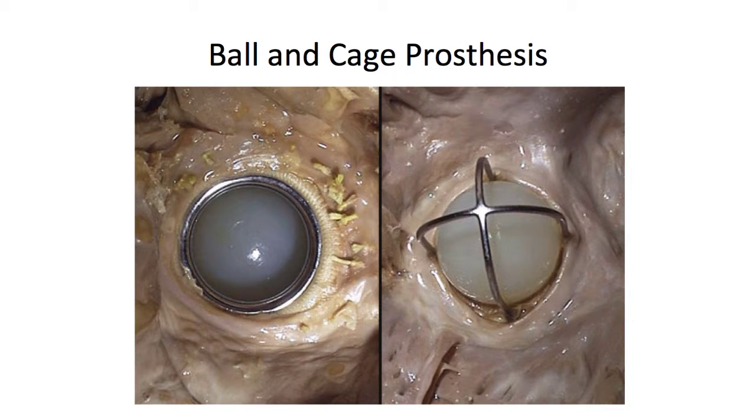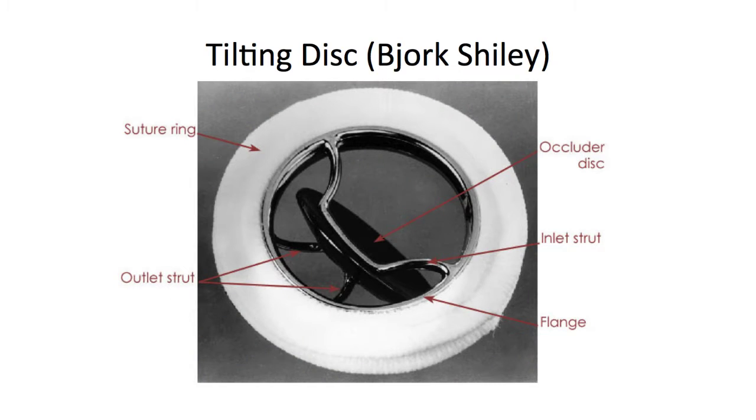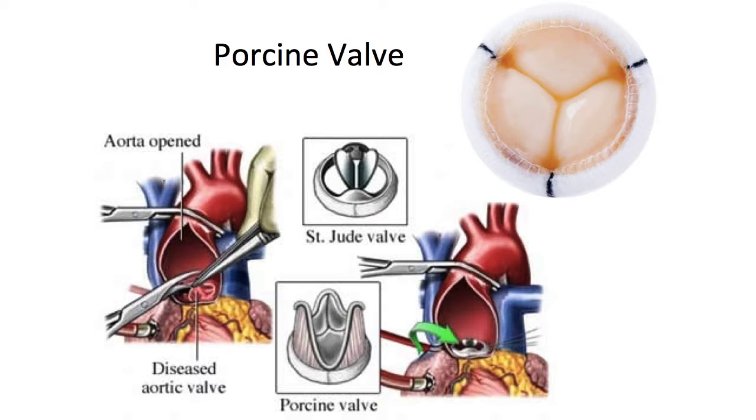If repair is not an option, then replacement is indicated. This image shows a ball and cage prosthetic. Here is a visual example of a tilting disc, often referred to as a Bjork-Schiley. Finally, here's an image of a porcine valve.